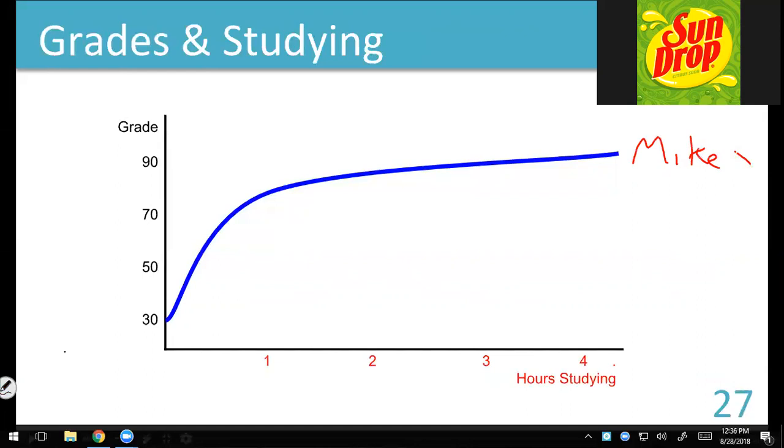If he studies, because he's going to end up studying for a certain amount of time, and when he closes the book, it's going to land him at some point on here. If he studies 3 hours, that's where he's going to be. If he only studies 1 hour, this is where he would be. But we do know some things about Mike. First, if he doesn't do any studying at all, what can he expect to get on the test? 30.